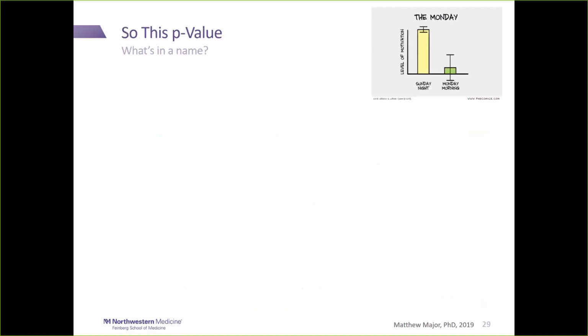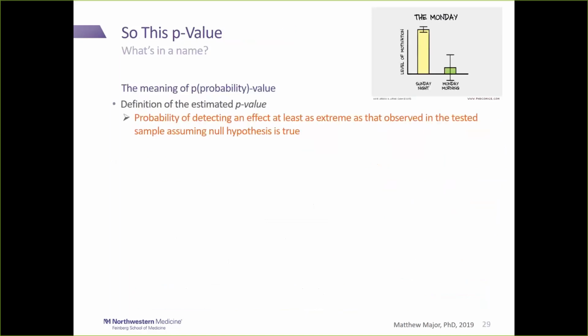Okay, let's talk a bit more about this p-value. Oftentimes I find that it is poorly understood or misunderstood. So what is the meaning of this p, or probability, value? We'll talk about the definition of an estimated p-value. You run a statistical test and you've arrived at some p-value. This is the probability of detecting an effect at least as extreme as that observed in the tested sample. This is important: assuming the null hypothesis is true. So in other words, it is the likelihood of your observation, assuming that the null hypothesis is in fact reality.